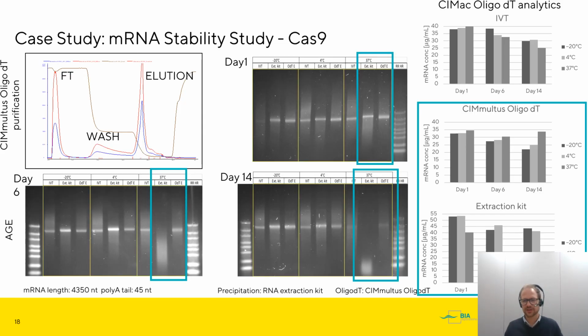And to finish off on the same topic, we've then applied the same concept, so purification of mRNA, this time mRNA that was more than 3 times larger, 4.4 thousand nucleotides long, purified by precipitation using a standard extraction kit, or by affinity chromatography with CIMmultus oligo DT, and we show the same effect, namely that at 2 weeks, sample purified by precipitation is completely degraded, whereas material purified by affinity chromatography is significantly more stable and shows a band at target size by agarose gel, as well as by affinity chromatography CIMac oligo DT.